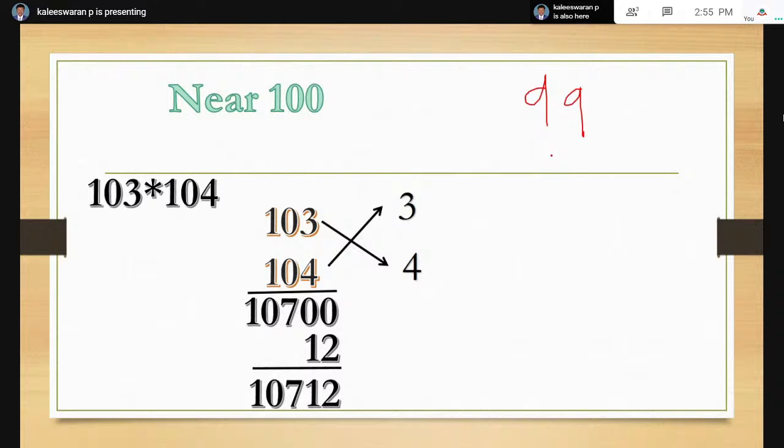Okay, one more example. What is 99 into 98? Okay, 3 steps. What is the first step? 99 and 98 compared to 100. The answer is minus 1 and minus 2. This is the first step. And the second step is do the addition in cross direction. 99 minus 2 equal to 97. 98 minus 1 also 97. This is the second step.